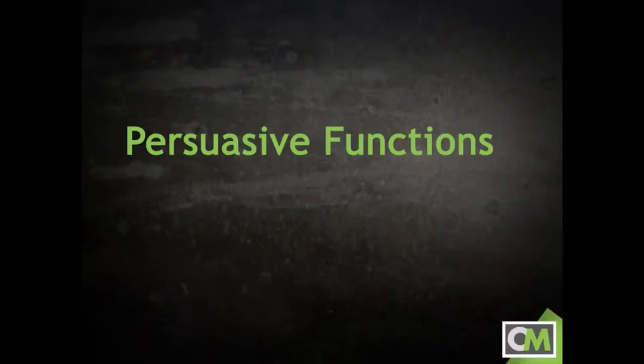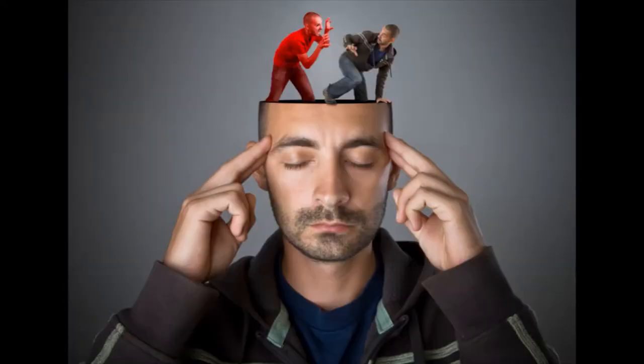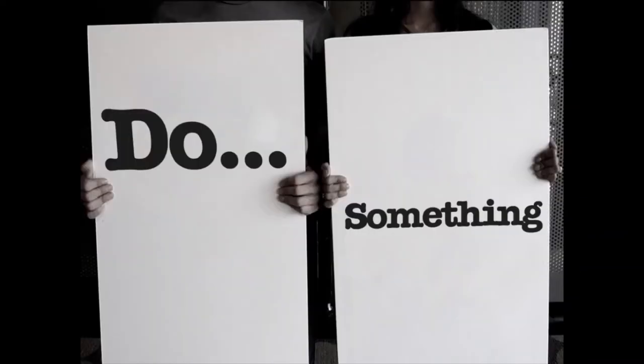Persuasive speaking typically serves one of two functions: to convince or to actuate a response. The aim of a persuasive speech to convince is more internal than external. The persuader is trying to influence the attitudes, beliefs, or values of the audience, but not really asking people to do anything specific. Speeches to actuate, on the other hand, work to get the audience to behave in a certain way or take specific action steps as a result of the speech.